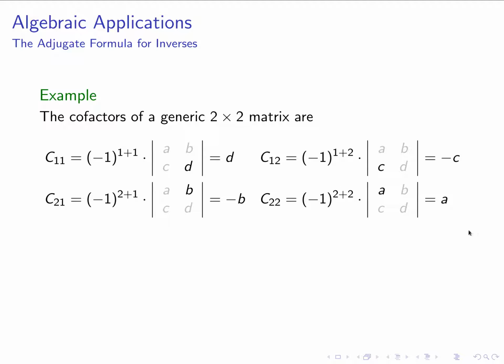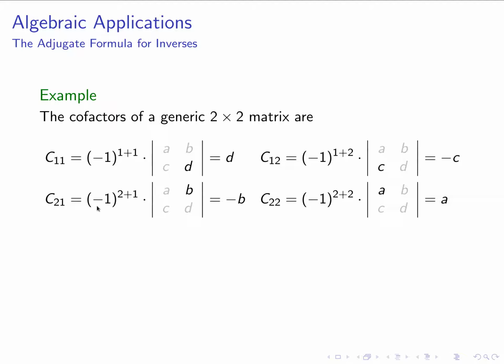So let's see what these things look like for an ordinary 2x2 matrix. For an arbitrary 2x2 matrix, we should have four cofactors. The 1,1 cofactor is -1 to the 1 plus 1 multiplied by the 1,1 minor, which is just the number d, the bottom right-hand corner. For the 1,2 cofactor, we look at -1 to the 1 plus 2. We delete the first row, second column, and end up with just the number c, from the bottom left-hand corner. So the 1,2 cofactor equals -c.